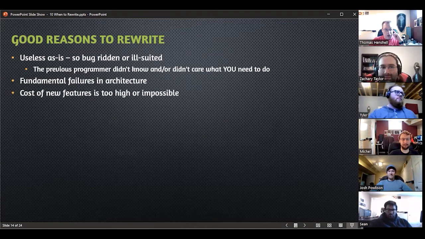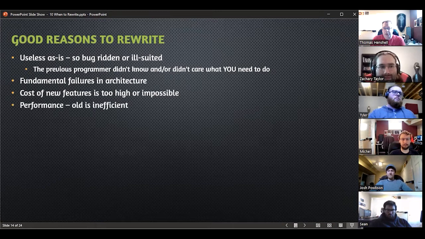Next reason to rewrite: the cost of new features is too high, or it's simply impossible. It's not useless as is. It is working as is, but now I have to put this thing on top, and it's impossible, or it's going to take me so long to do that. It's just not reasonable.